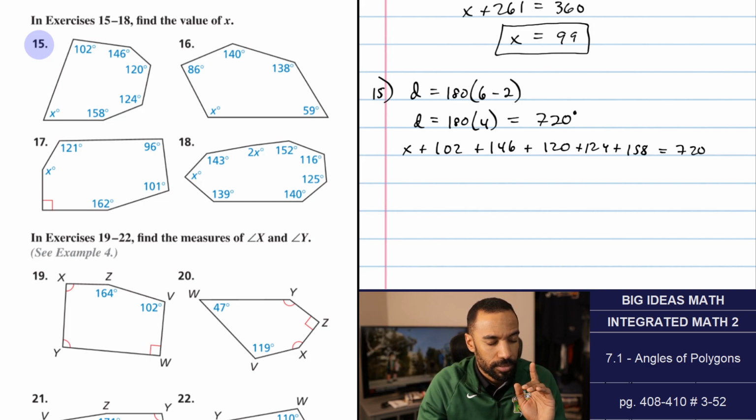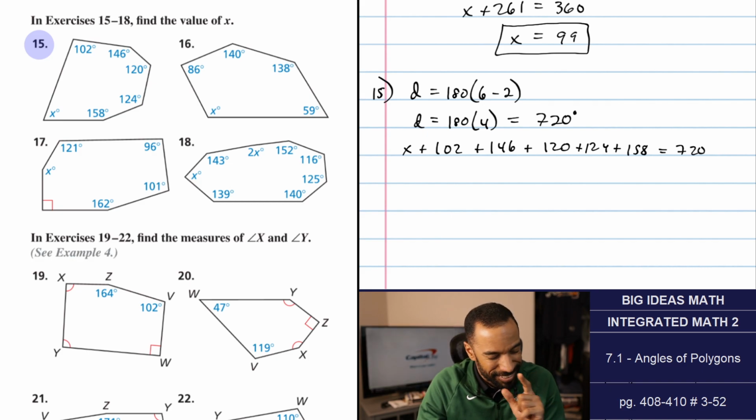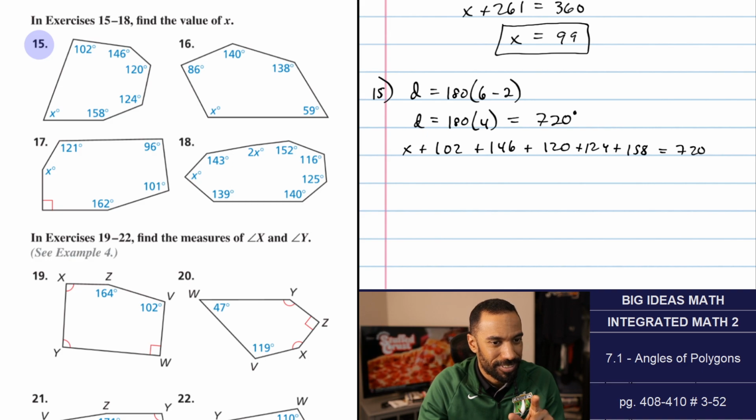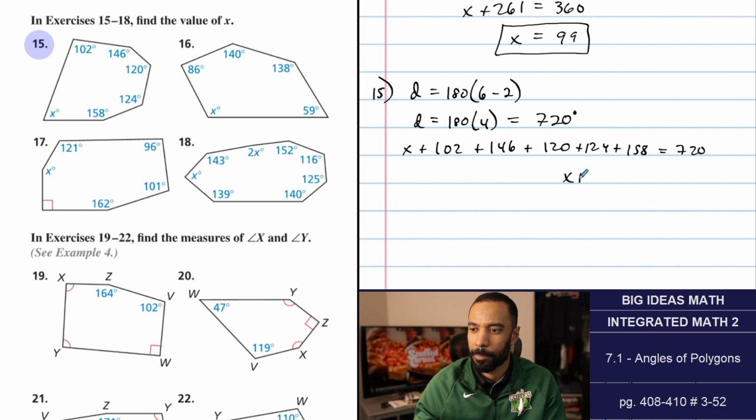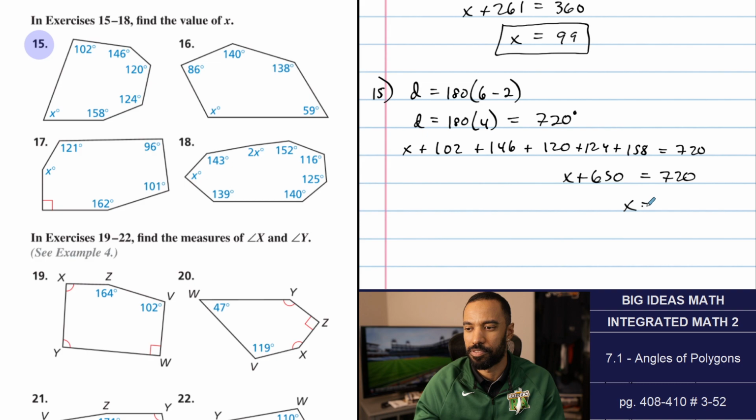248. I already regret this. 368. 492. 650. X plus 650. That's probably faster on a calculator. Subtract 650 here and you get 70.